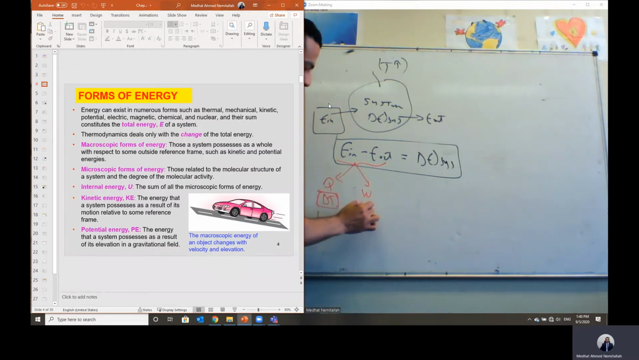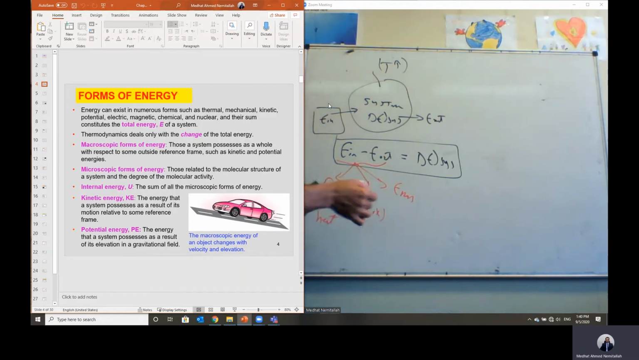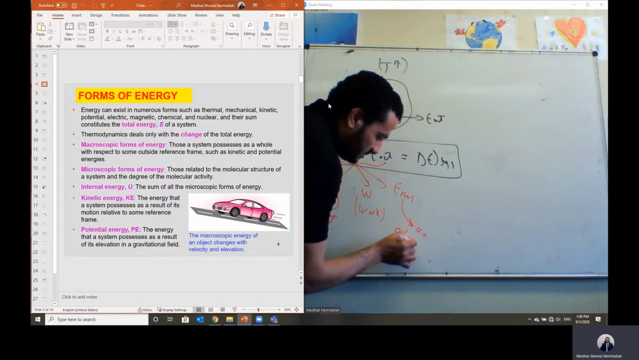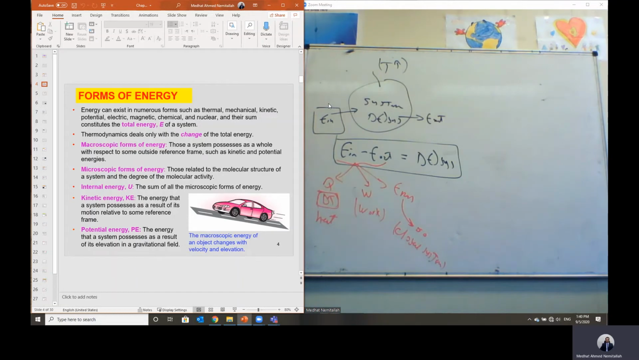Energy can transfer by work, W, whenever we have an applied force and a movement. We can also have energy transfer by mass when we have a flowing fluid. But this term, ya shabab, is equal to 0 when we have a closed system, because a closed system does not allow mass transfer at all. So we don't have energy transfer by mass in a closed system.